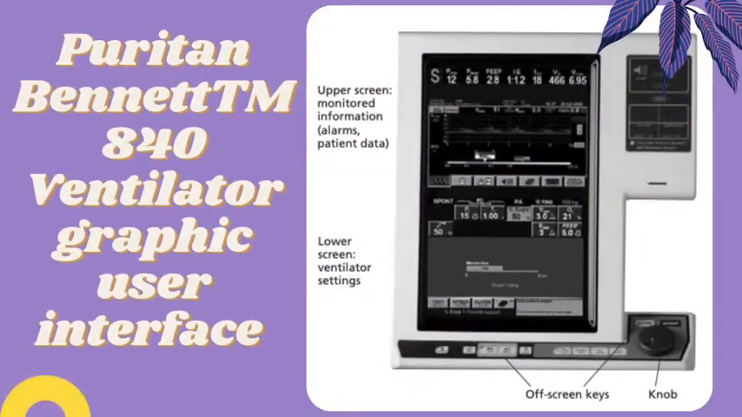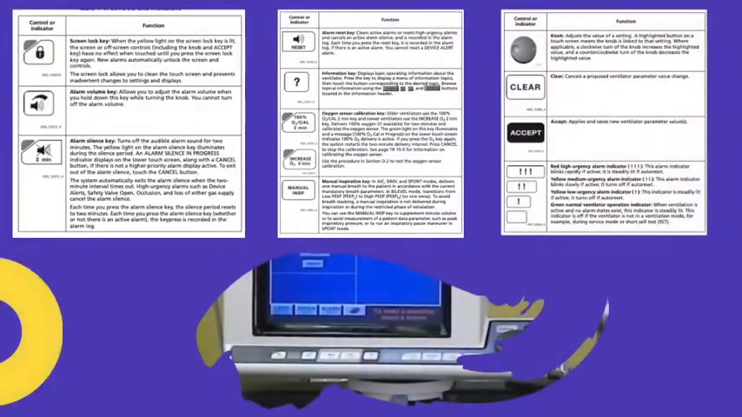The ventilator graphic user interface consists of two screens, upper screen and lower screen. The upper screen monitors information like alarms and patient data. The lower screen is just for ventilator settings. Off-screen keys and knob. You can read this paper, it will help you to know more about the user interface components.